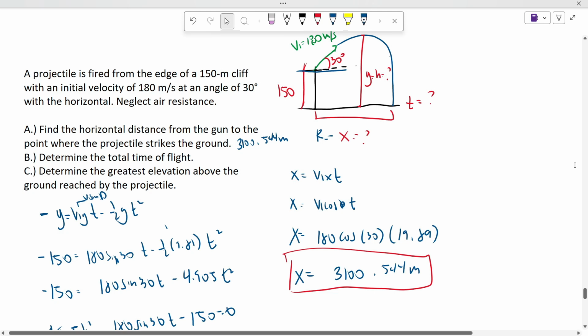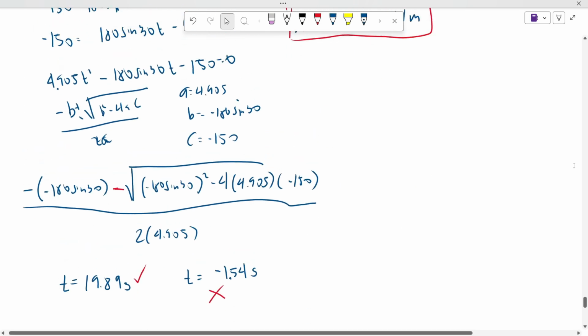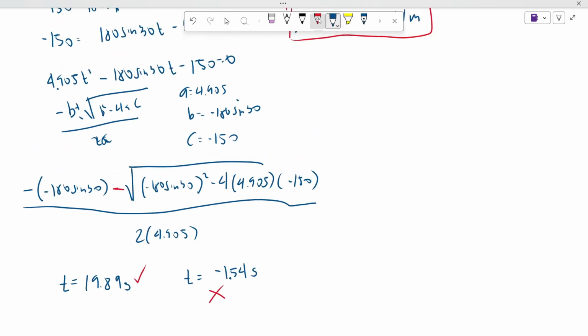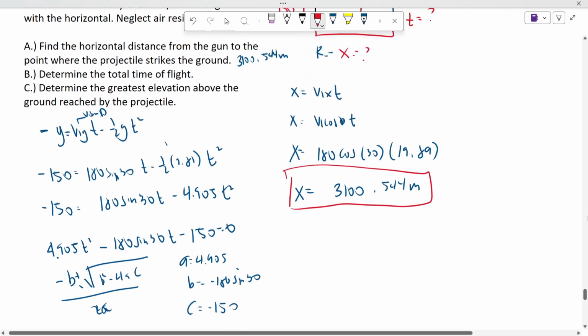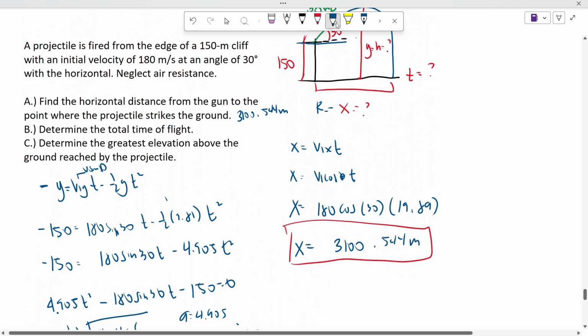Now, determine the time of flight. So, what will the time of flight be? The time of flight is 19.89 seconds.